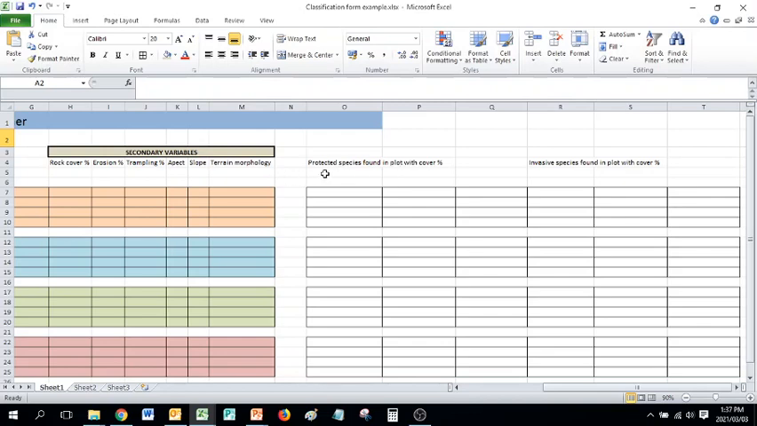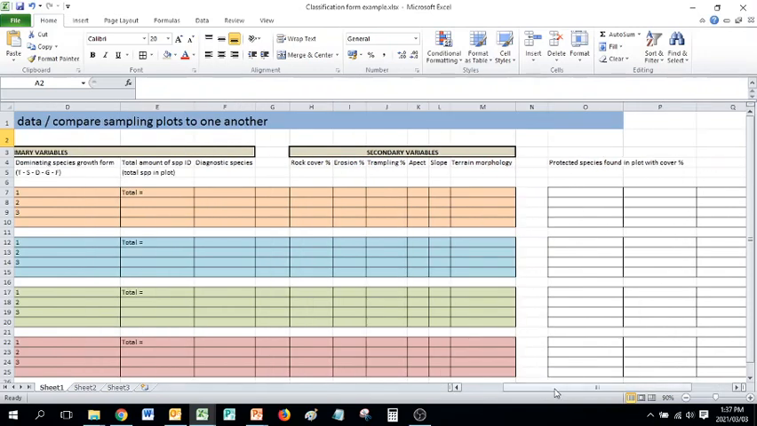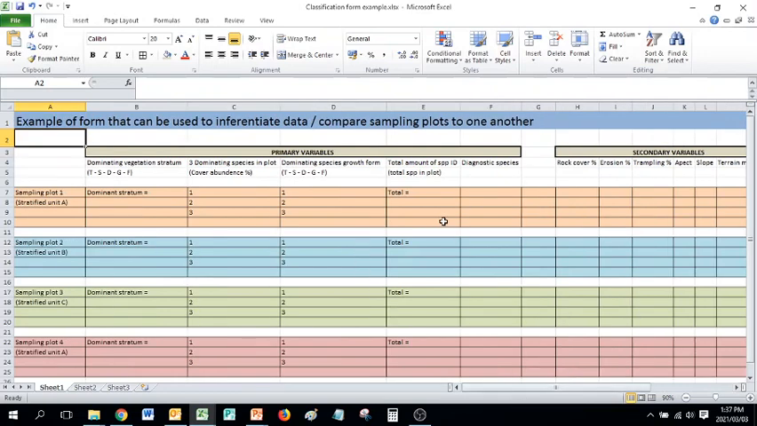Then you can go and fill this in: protected species found in the plot with the cover percentage, and then invasive species found in the plot with the cover percentage. This is just additional information that you are going to work with once you're done with the classification and you start focusing in on the management of certain groups of species, like we said, maybe your alien invasives. It's also a means by which you can identify where these alien invasives and these sensitive species occur.